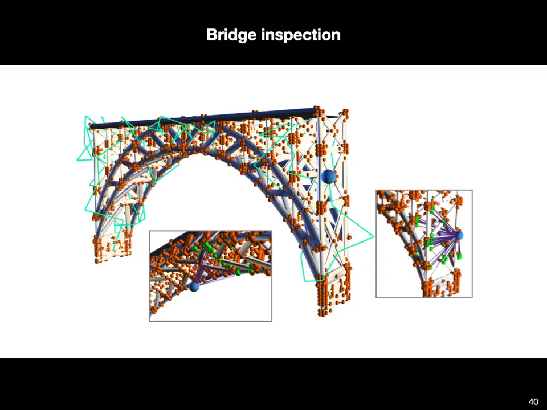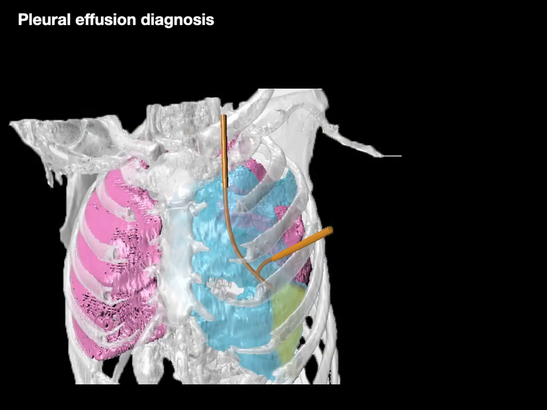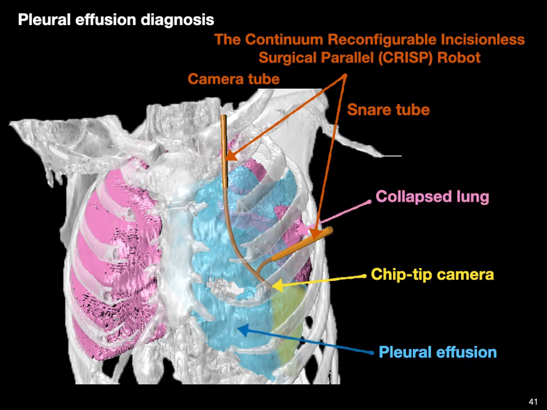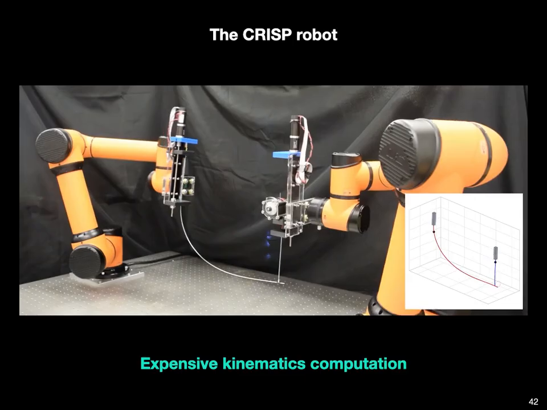We did simulation experiments on 2 inspection tasks. The first one is bridge inspection with an unmanned aerial vehicle. The second one is pleural cavity inspection with the Continuum Reconfigurable Insertionless Surgical Parallel Robot, or the CRIS robot in short. Pleural effusion is a serious medical condition which causes the collapse of the lung. To accurately diagnose the cause, physicians need to visually inspect the inner surface of the pleural cavity, the space between the lung and the rib cage, for a patient whose lung has collapsed.